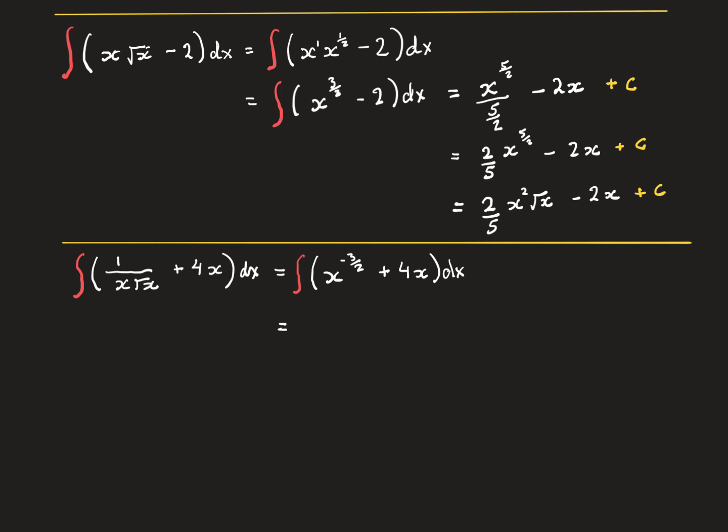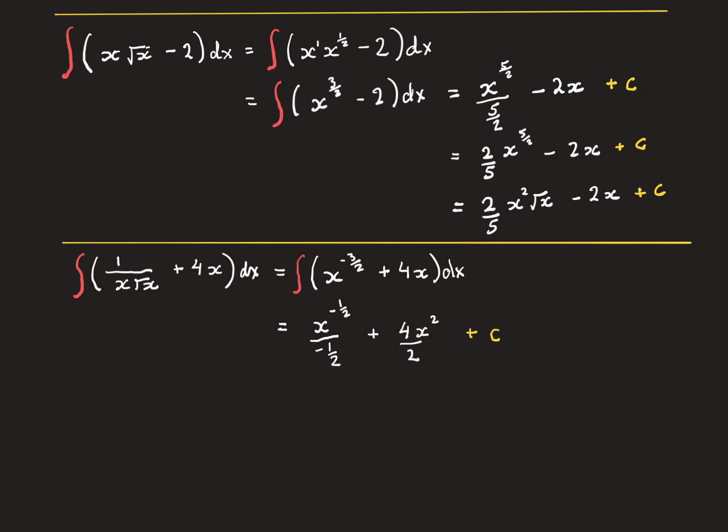So in that case, if you add 1 to negative 3 on 2, it'll be x to the minus a half over minus a half. And our second term will be 4x to the 2 over 2 plus the constant.